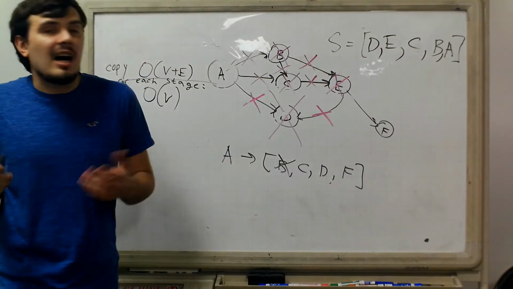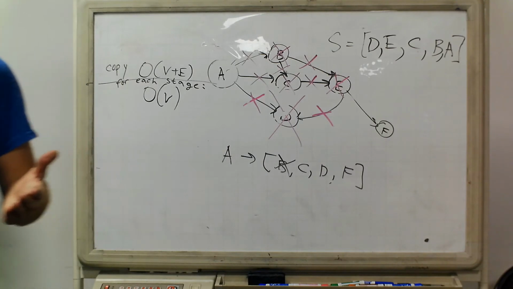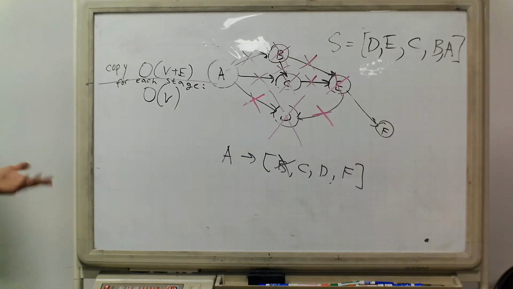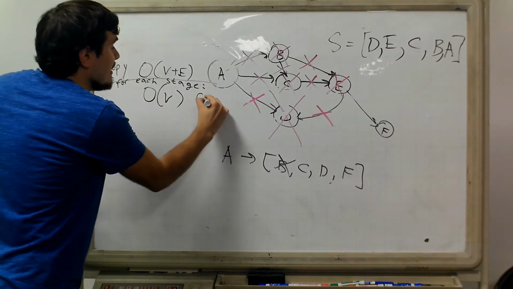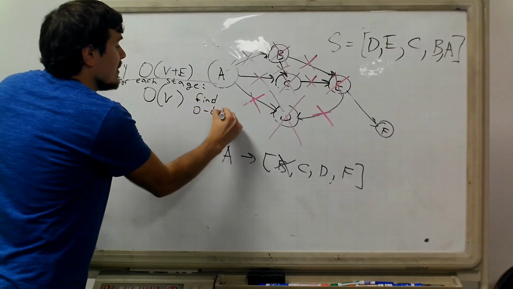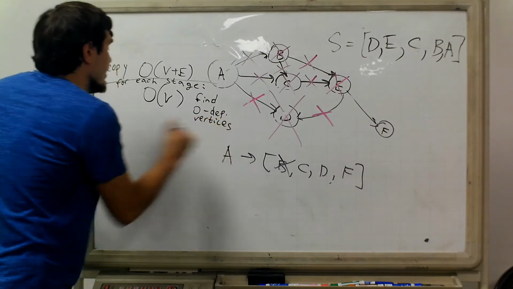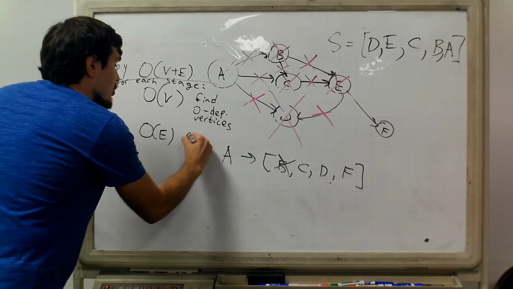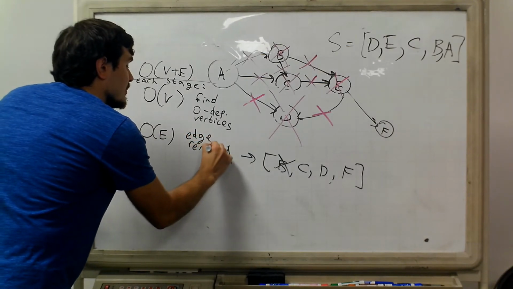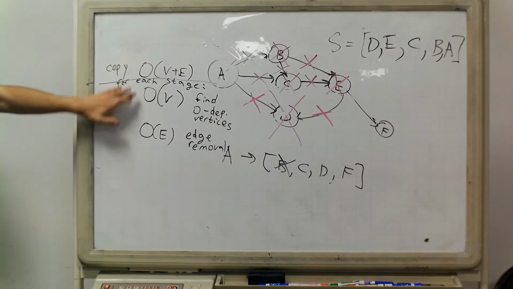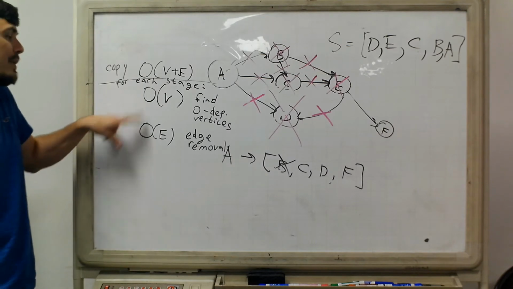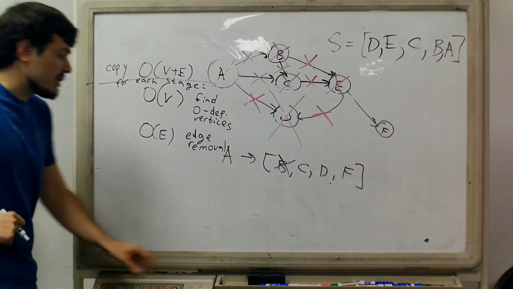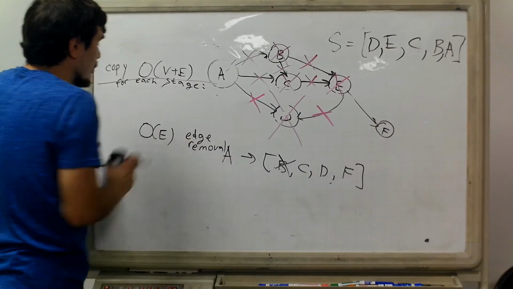In other words, that's a more complicated way of saying you have to check every edge to see if it should be removed. When you delete a vertex, you have to check every edge to see if it should be removed. So for each stage, you have this order V step to find zero dependency vertices, and then you have this order E edge removal step. So essentially you have order V plus E. I'll assume the graph has enough edges that V is small in comparison to E. That's usually a safe assumption.